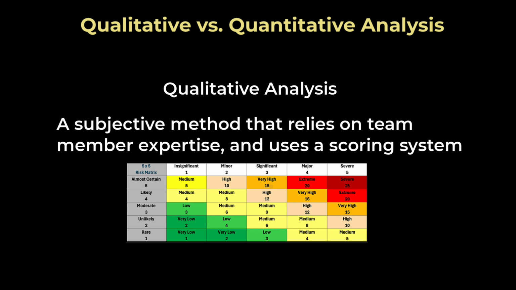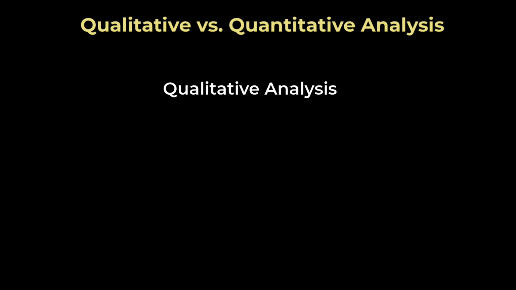The process begins by identifying potential risks and assessing their likelihood, how probable they are, and impact, the consequences if they occur. Risks are typically ranked using a qualitative scale, e.g., very low to very high, and categorized into a risk matrix or risk heat map.